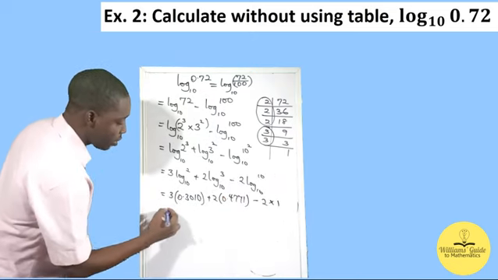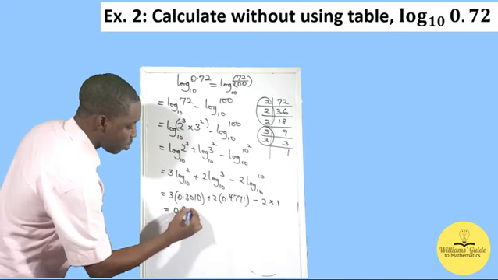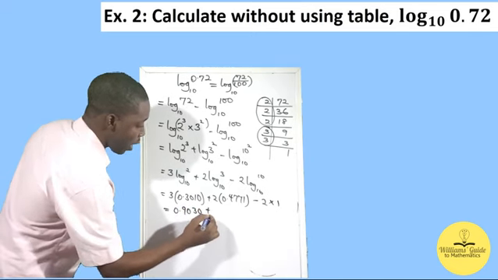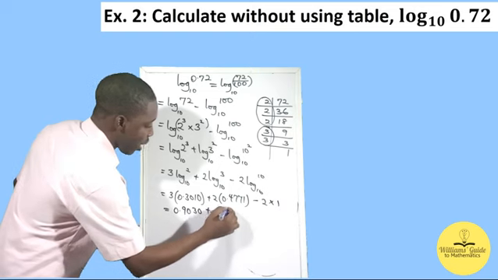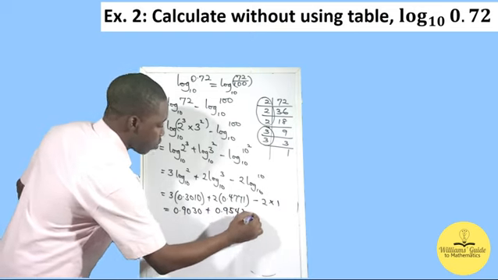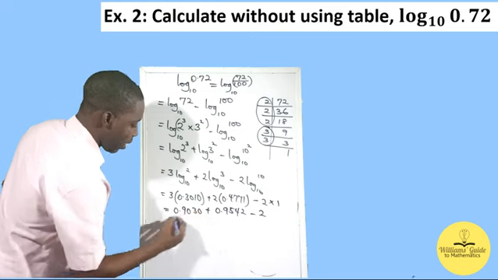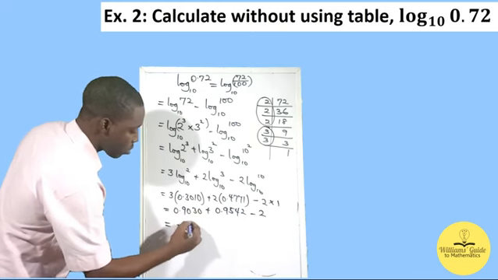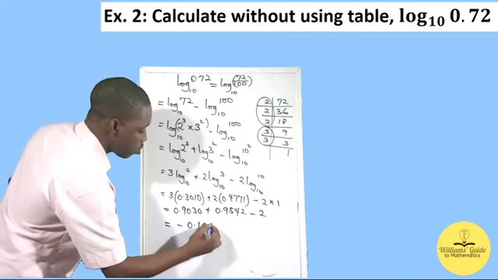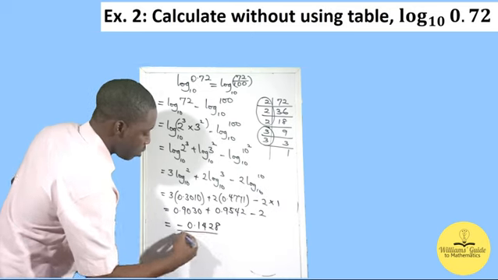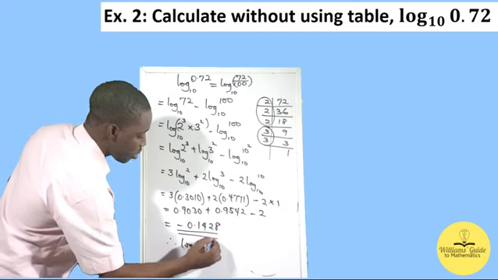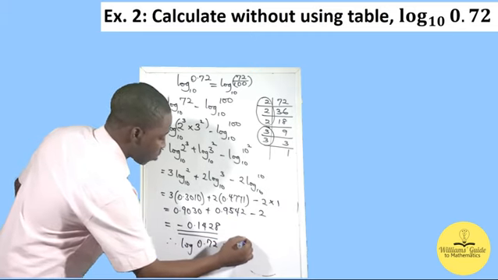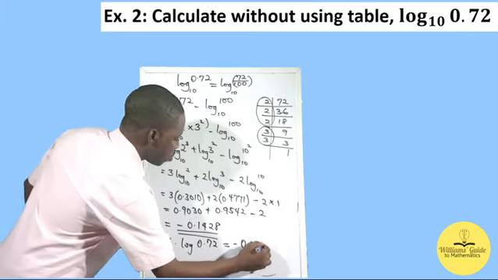So multiplying this, we have 0.9030. Multiplying this, I will have 0.9542 minus 2. If I evaluate this, I will get minus 0.1428. Therefore, log 0.72 equals minus 0.1428.